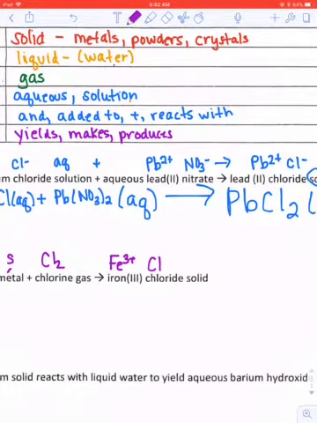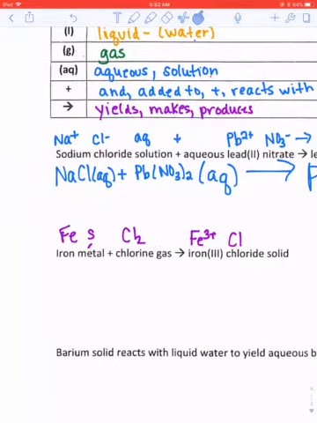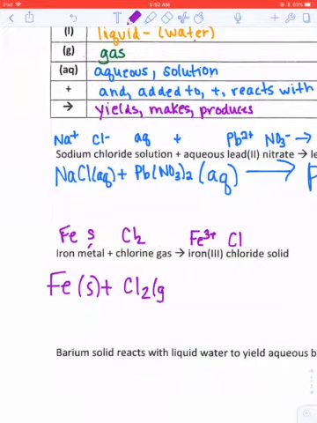Alright, so that's going to be an ionic compound we have to figure out. So we're starting out with iron metal, Fe, that's a solid, plus chlorine gas, makes iron 3 chloride solid, so FeCl3, right? And that's a solid, and that's all it makes.